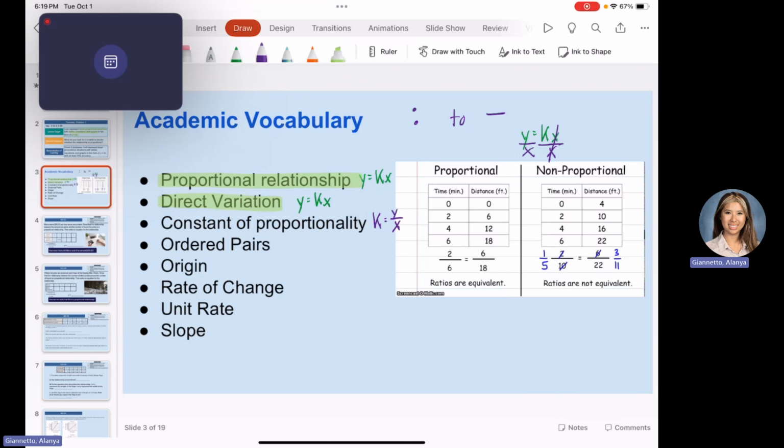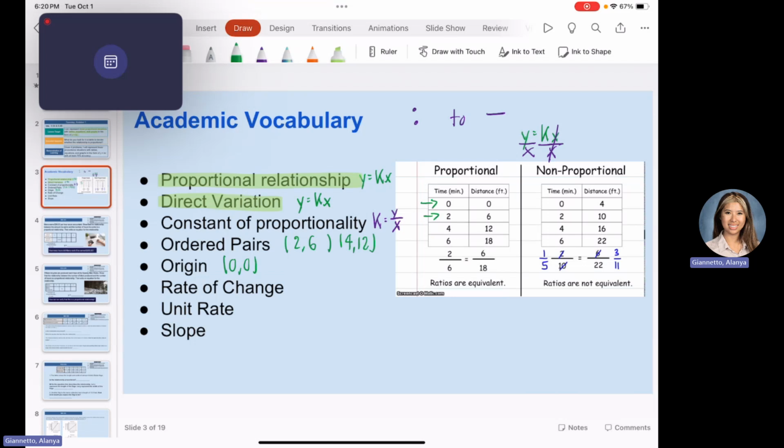And then ordered pairs is just another word for coordinates or points. So it's two numbers written in a fixed order inside parentheses that represents the location of a point on a coordinate grid. If we look at the proportional table, we can see that we have 2, 6 is an ordered pair. Then we have 4, 12. The origin is that first point. It's a special point. It's 0, 0. So it's the place or point where something begins. And of course, in math, 0, 0 is the origin on the coordinate plane.